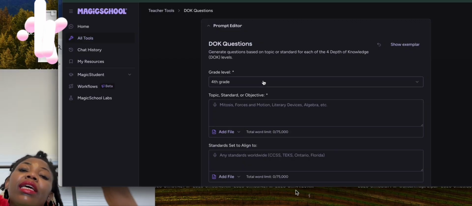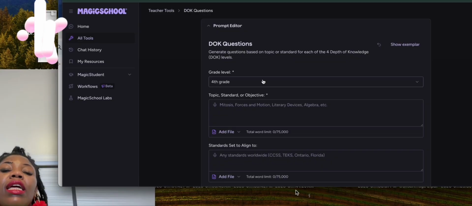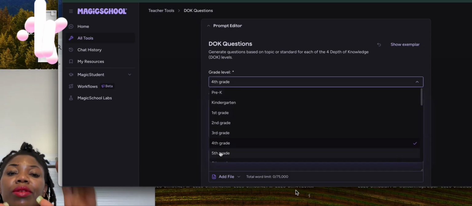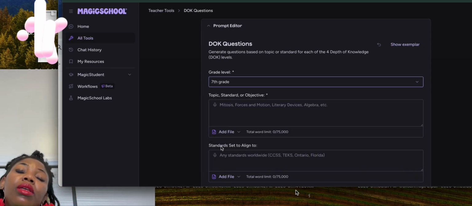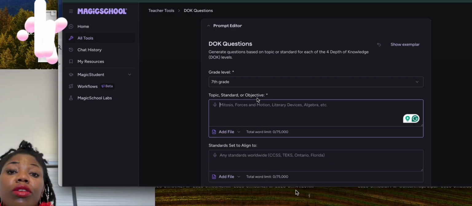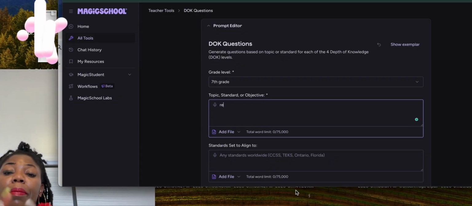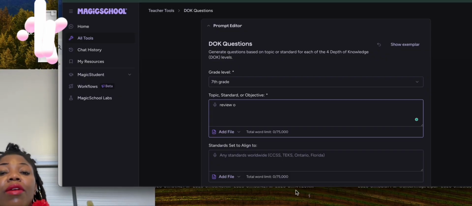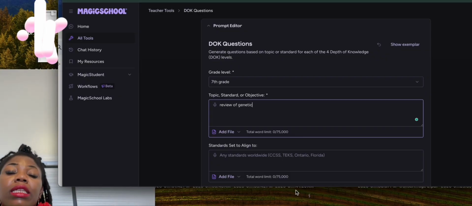How do we get the depth of knowledge questions? Depth of knowledge has to do with levels from simple to complex. First, we have to set our grade level. You can be a high school teacher, elementary school teacher, middle school teacher, or even teach the first years of college. You can craft questions about whatever topic you teach. For example, we could be reviewing heredity in genetics, right?